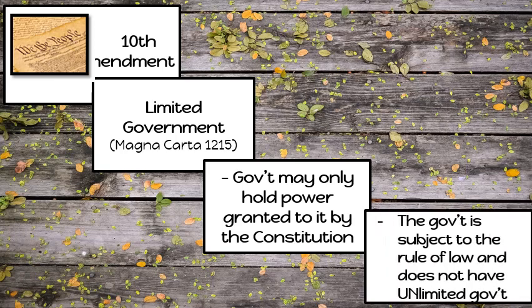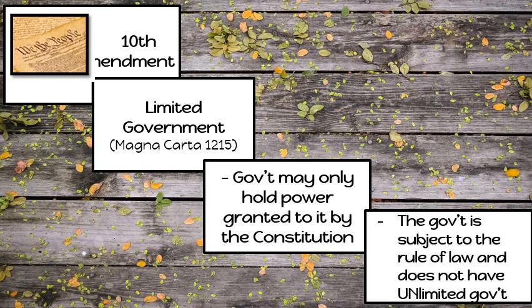So our example here is the government is subject to the rule of law and does not have unlimited power. So the president has to follow all the laws, the senators, the House of Representatives. These people, if they're driving down the road and they're speeding, legally they're disobeying the law, and legally they should be getting a ticket. Just because they are of the law doesn't mean they're above the law.